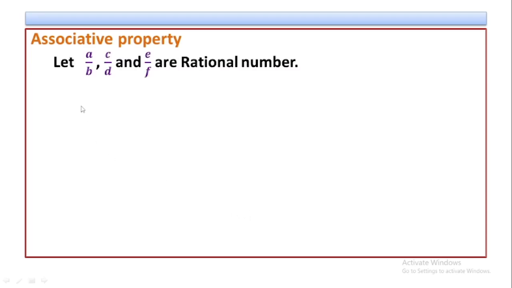Associative property. Let A over B, C over D and E over F be rational numbers, then this is the associative property.